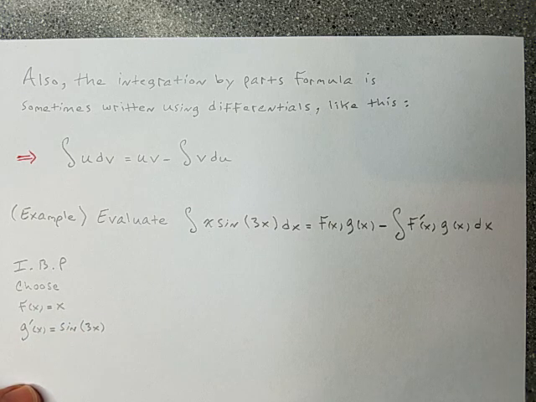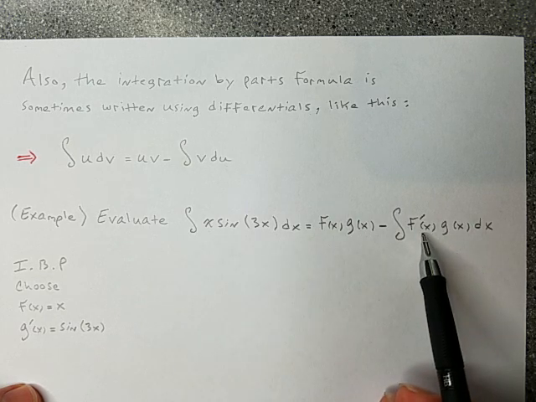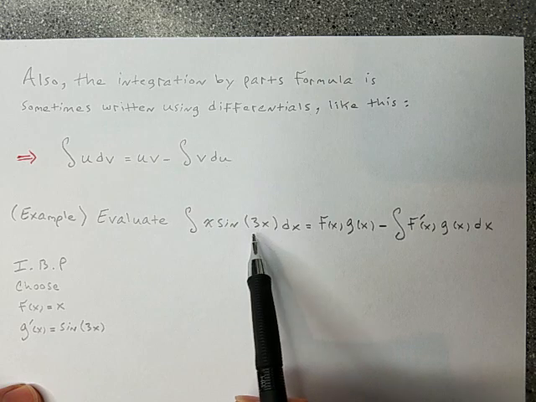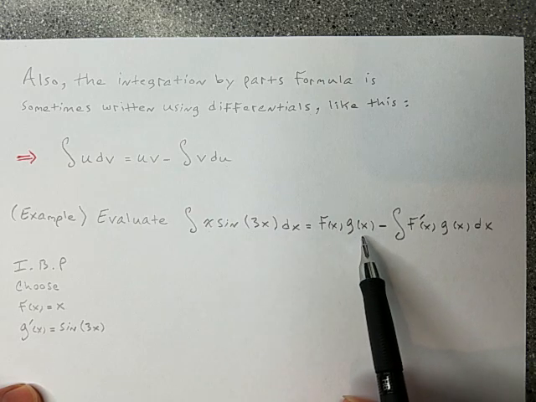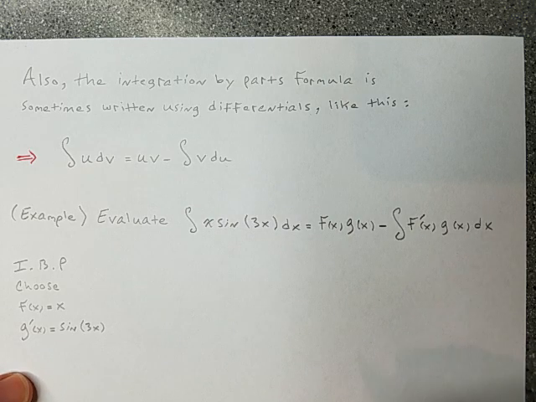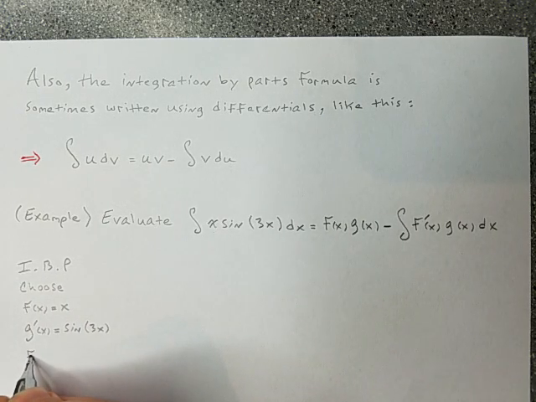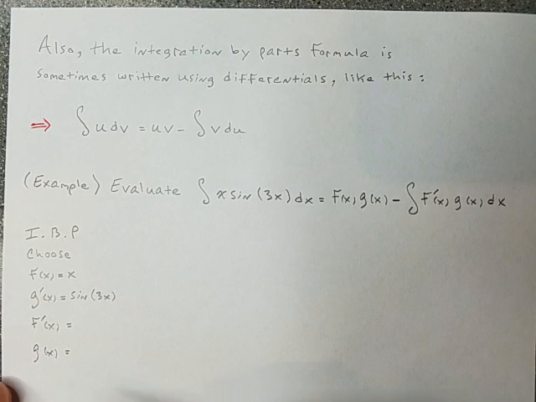What else do we need? Well, I chose f of x to be x. I also need f prime. And I chose g prime to be sine 3x. I also need g. Okay? So in addition to these, we're going to have to figure out f prime and we're going to have to figure out g.